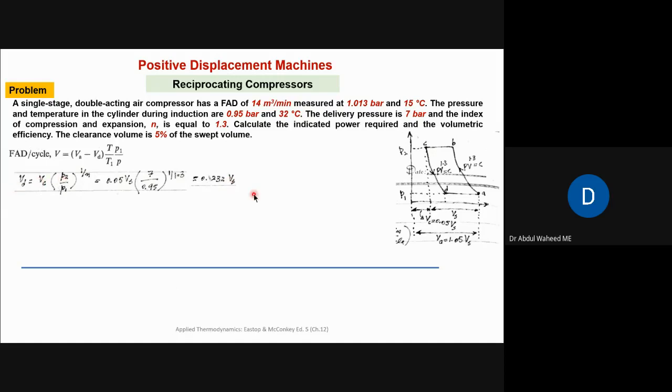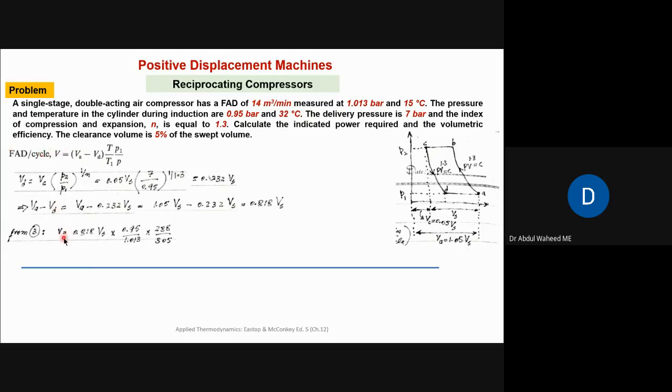So this VD is now given as 0.232 VS. So VA minus VD will be, VA is 1.05 VS minus 0.232 VS. So that is VA minus VD, which is 0.818 VS. So now put this value of VA minus VD in this equation to find out the actual V.